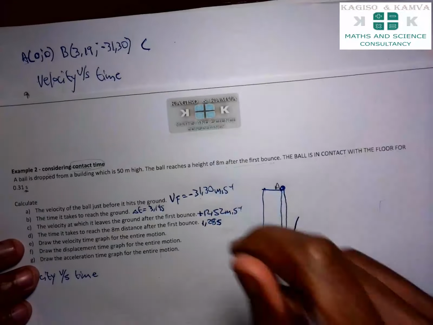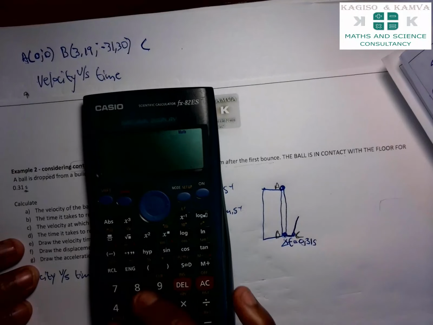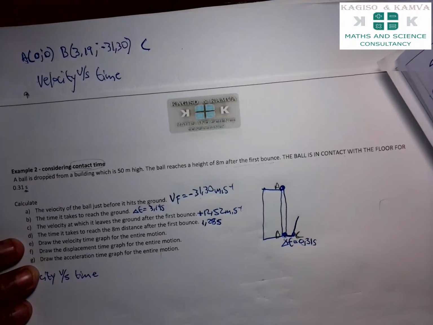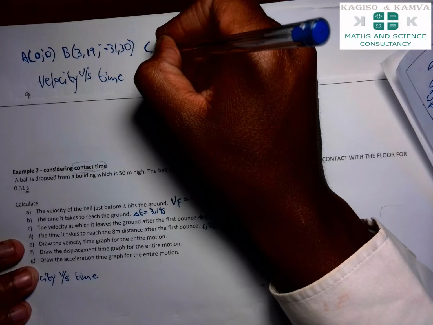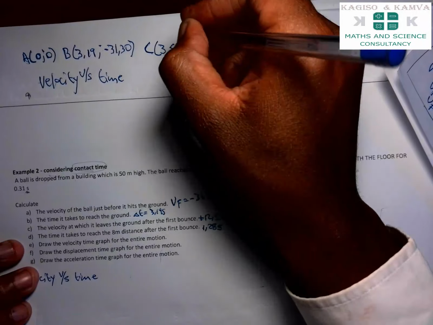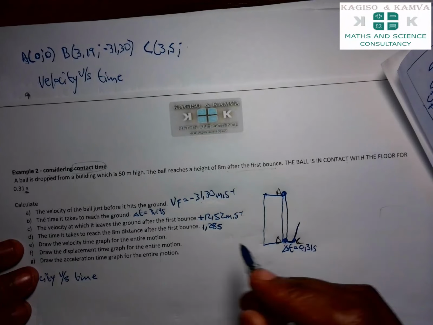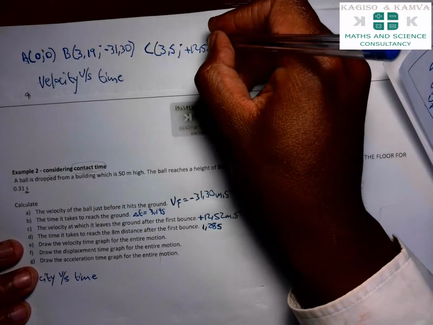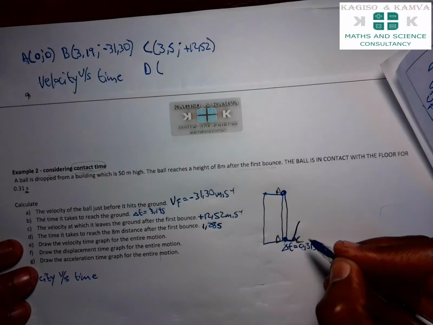So the time at C is going to be that 3,19 seconds plus the contact time. That is 3,19 plus 0,31 seconds, so that is 3,5. We are now going to have at C, 3,5. But the velocity at which it leaves the ground is still 12,52.